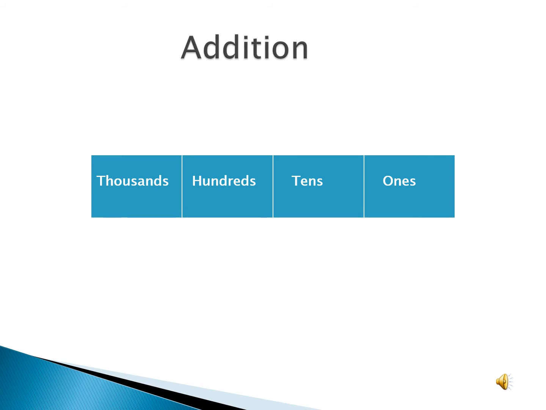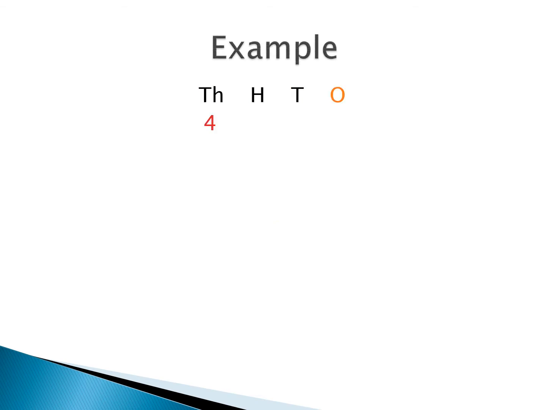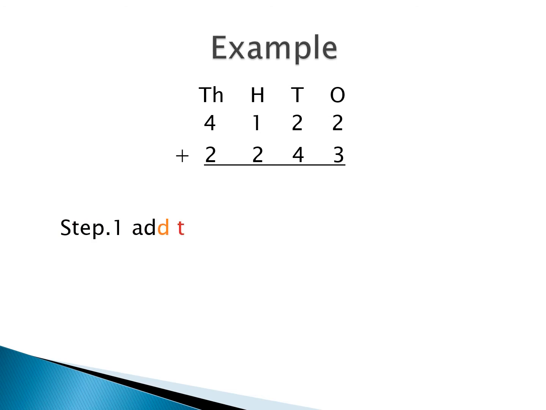For example, 4122 plus 2243. So we will add both numbers. First, we will start from one side. Class 3, do you remember the tip? A bigger number in my mind and smaller number on my fingers. So we will apply here. 3 in my mind, 2 on my fingers, and count with me after 3, 4 and 5. So 2 plus 3 is 5.